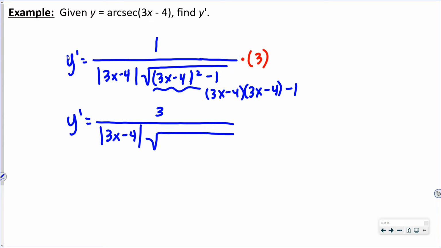You might see that multiplied out, so let's do that quick. It won't take us long. 9x squared minus 24x, and then plus 16 minus 1 will give me 15.